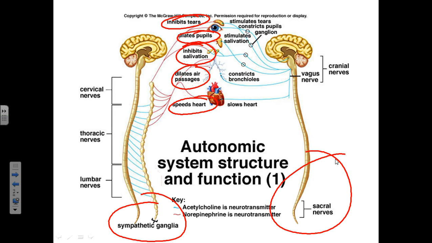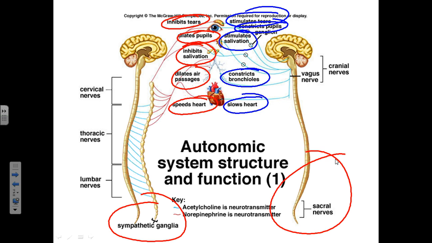All those things are associated with what? What have we talked about? All those things happening at the same time. What response? Fight or flight response, right? But notice on the other hand, the parasympathetic nerves, when they stimulate the heart, they cause it to slow. When they stimulate the respiratory structures, they cause the bronchioles to constrict, the airways to get smaller. When they stimulate the salivary glands, they stimulate them to make more saliva. They cause the pupils to constrict. They cause the formation of tears.